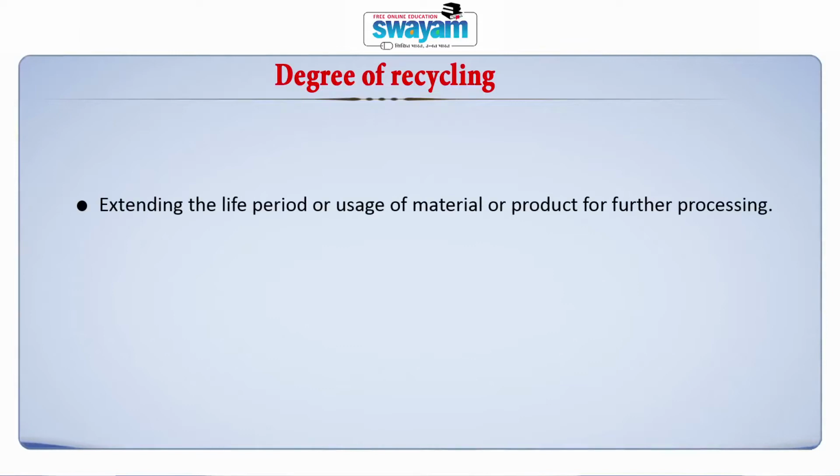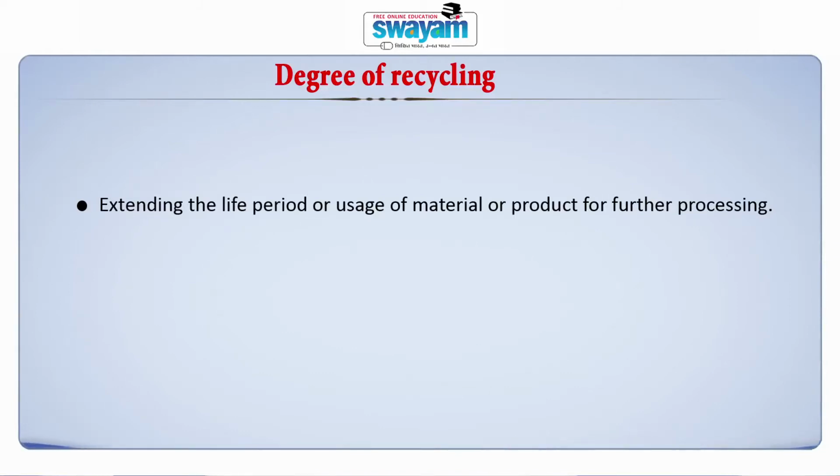Now, when you extend the life period of a product, you can use it for a long period of time. For example, rechargeable batteries. You can buy rechargeable batteries and keep charging them, and you can use them many times till their life is lost. And another example can be the high class community.